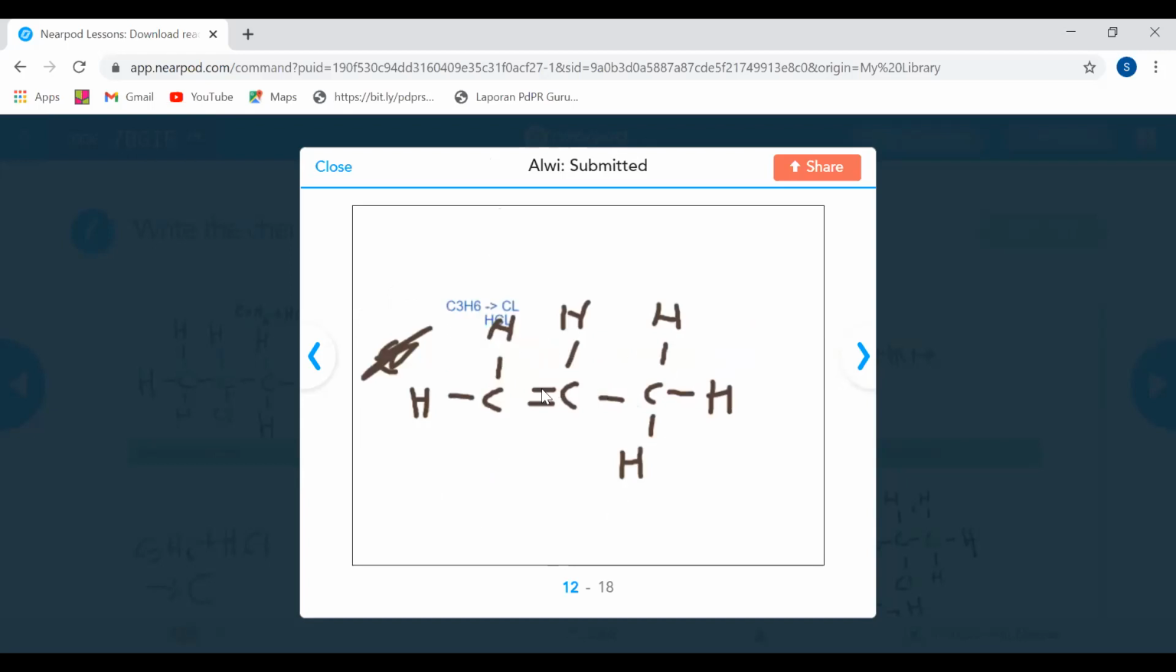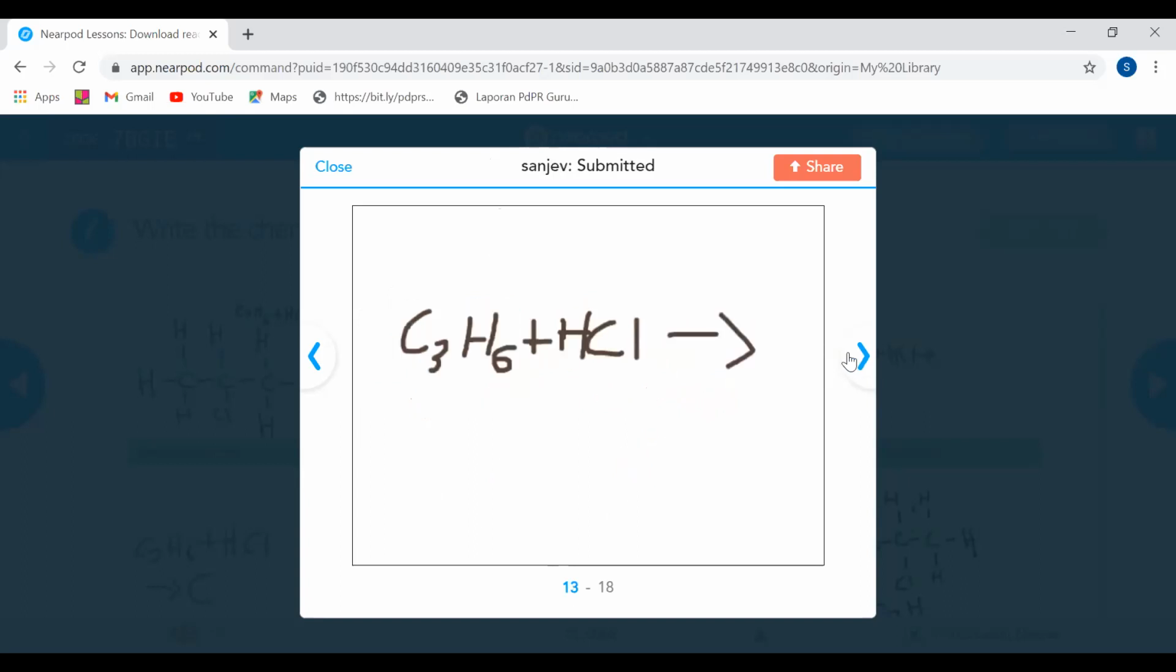Okay, Alwi. C3H6 plus, not an arrow, plus HCl. Okay, there'll be something wrong here. Cannot understand. Okay, Sanjeev, halfway. What happened, Sanjeev?